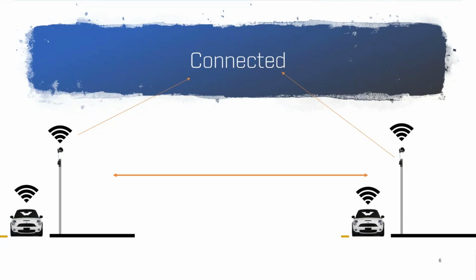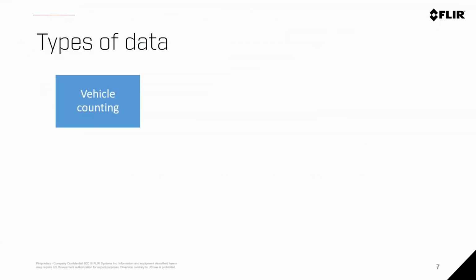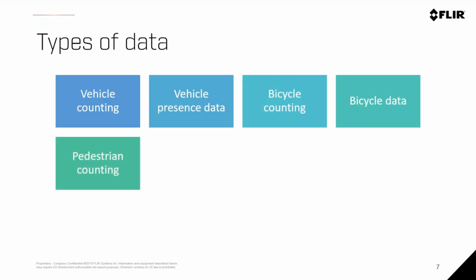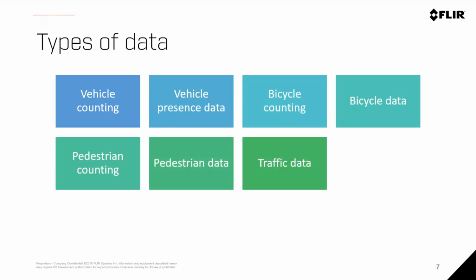About each of these, I will go into more detail, because the types of data that I want to discuss and present to you, the ones that we have, are the following. We have purely vehicle counting data. We also have what we call vehicle presence data. We have bicycle counting and what we call bicycle presence data. We have pedestrian counting, we have pedestrian data. We have traffic data.